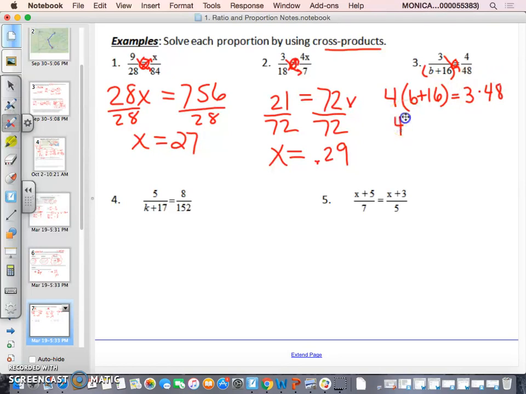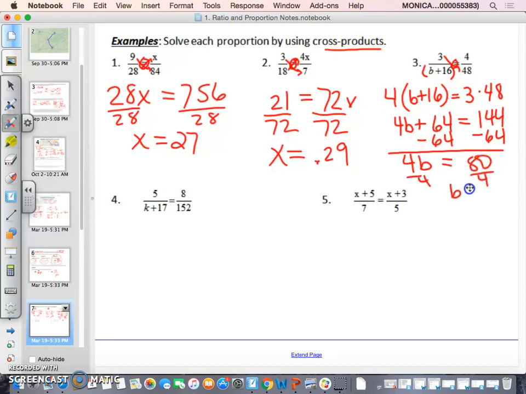And so this is 4b plus 64. 3 times 48 is 144. So I just solve this like a regular 2-step equation. Take away 64 from both sides. And I get 4b equals 80. Divide that by 4, and b is actually equal to 20.